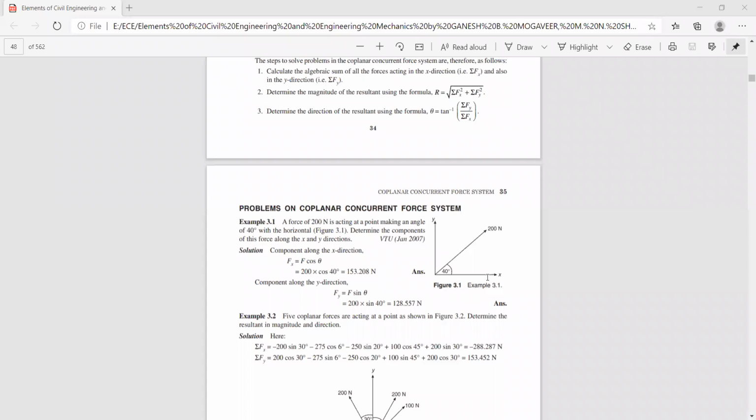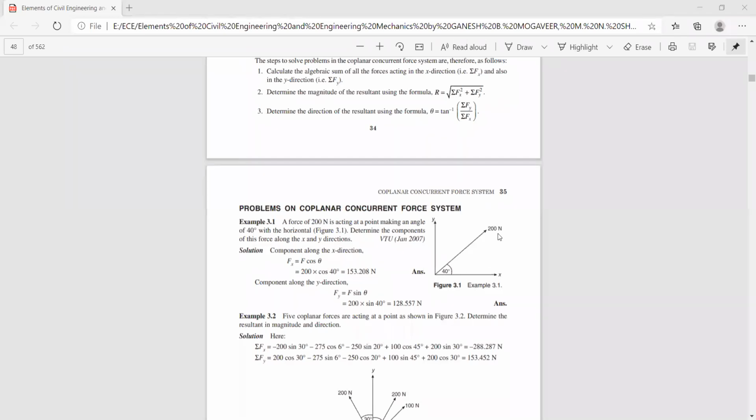Now if I resolve this force with respect to the x axis, since the components of this force in the first quadrant, both F of x is positive and F of y is also positive. Now if I resolve this force with respect to the horizontal axis, its x component will be 200 cos 40, correct? If you consider this triangle, this will be the opposite side, this will be the adjacent side, and this being the hypotenuse. So cos theta is nothing but adjacent by hypotenuse.